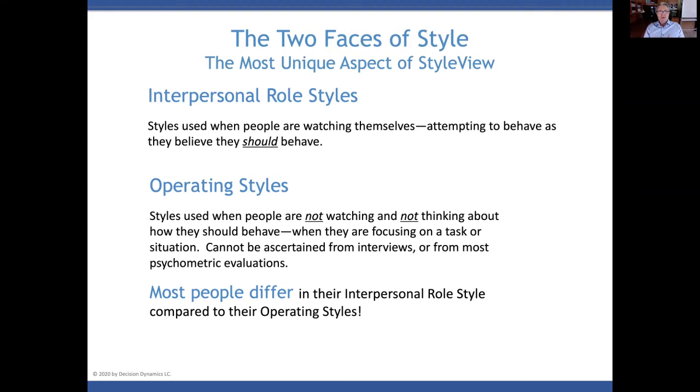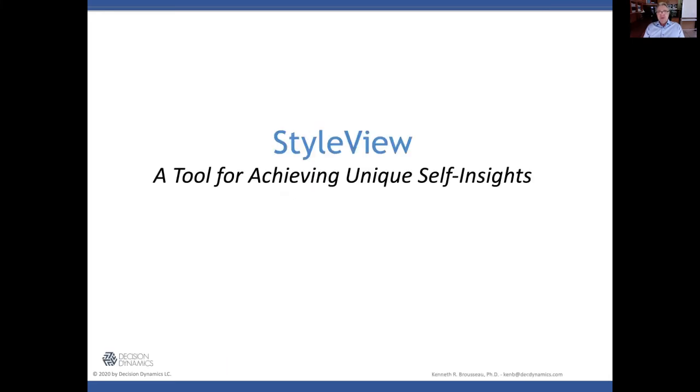and we're usually not all that much aware of our operating style profile for the simple reason that when we're in operating style, we're not watching ourselves. The camera's not running. We're not recording what we're doing. So that doesn't stick in the head. We don't see that. We do see our role styles because we're watching ourselves. We're in that mode. So as a result, StyleView is a great tool for achieving very unique self-insights that some of us will never achieve any other way. It's really difficult to step back and see these qualities and characteristics of thinking and decision-making in ourselves.